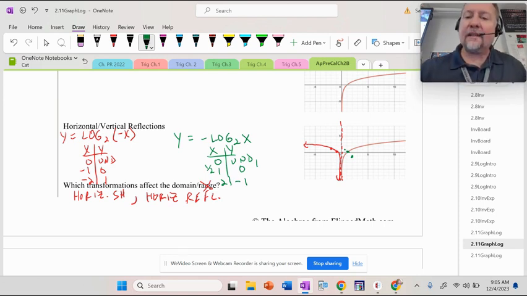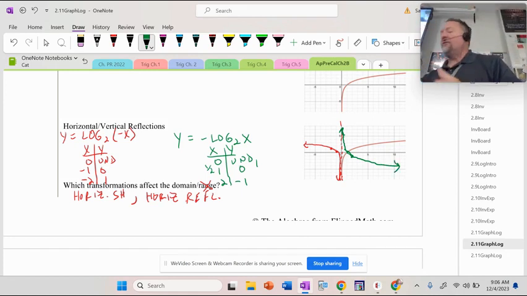And then the graph does this. So there's the reflection over the x-axis, the flip. Okay. And that's pretty easy there.